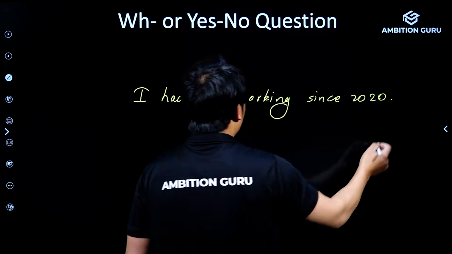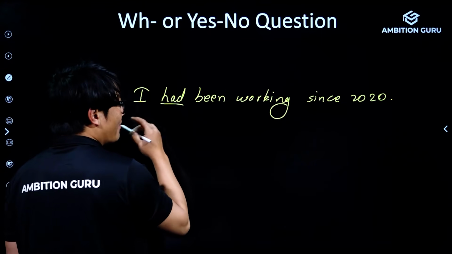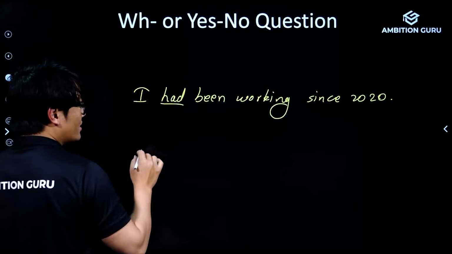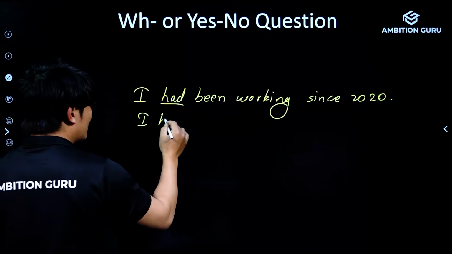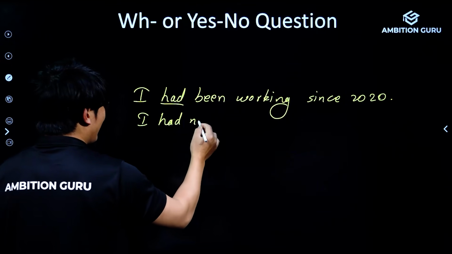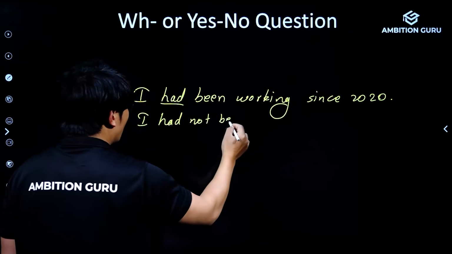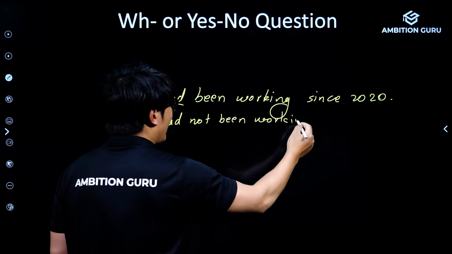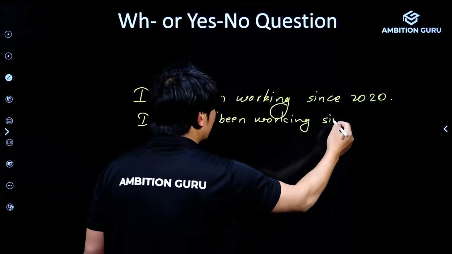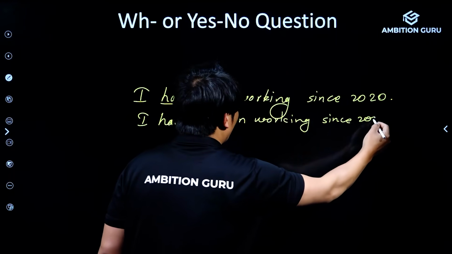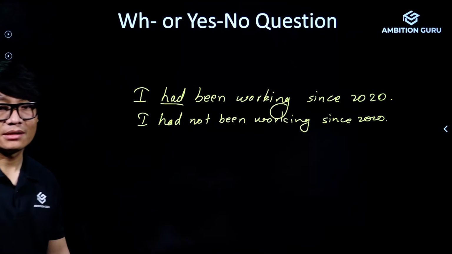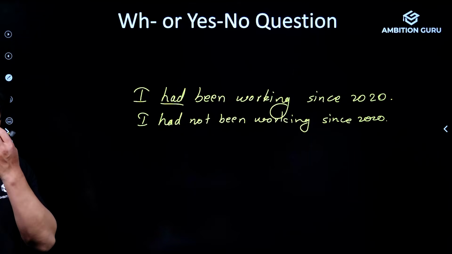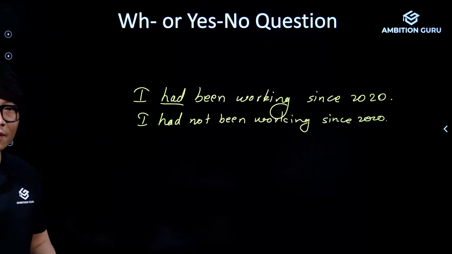Since 2020. It can be "I have been working since 2020" or "I had been working since 2020". It's so simple. For the negative: "I had not been working since 2020." Clear? Okay, "They had not been." Very good answer.